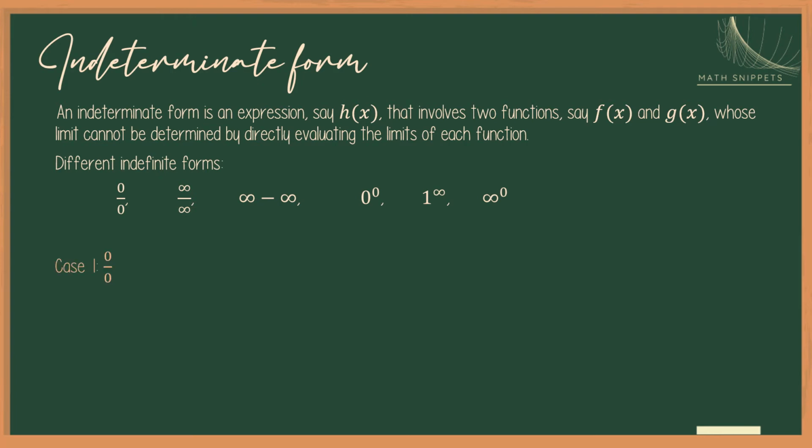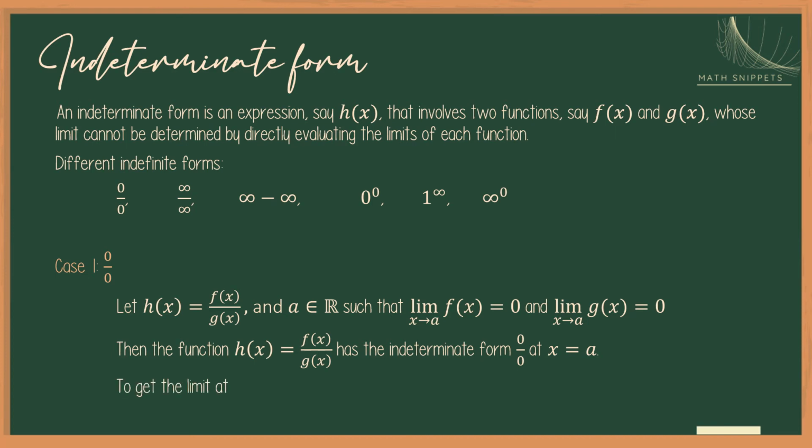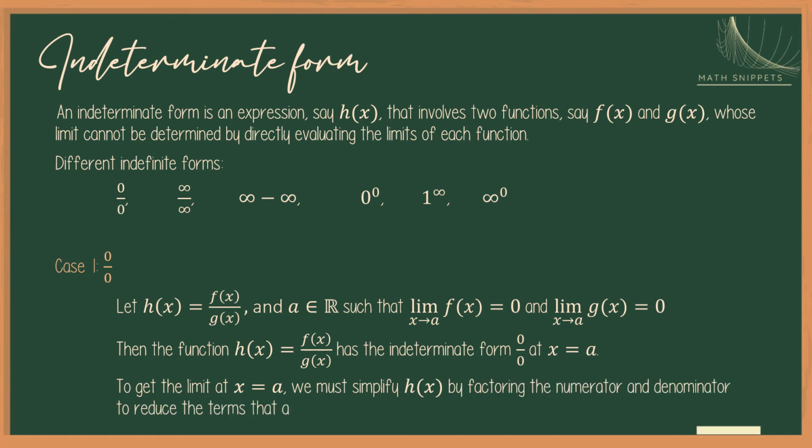the 0 over 0. This is the case where we have a fraction and the limit of the numerator is 0, the limit of the denominator is 0. So naturally, the limit of the function is of the form 0 over 0, which again is an indeterminate form. So how will we deal with something like this? To get the limit as x approaches a, we simply simplify h of x by factoring the numerator and denominator to reduce the terms that approach 0. Let's illustrate this through an example.